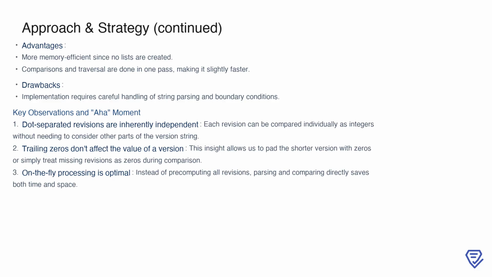By carefully managing these details, we unlock a key insight: each revision is independent of the others, and trailing zeros in a version string do not affect its value. This means we can seamlessly treat missing revisions as zeros without explicitly adding them. Additionally, the ability to process revisions on the fly provides both time and space efficiency, making this approach particularly well-suited for long or complex version strings. These observations highlight why the two-pointer method strikes a great balance between simplicity and performance.